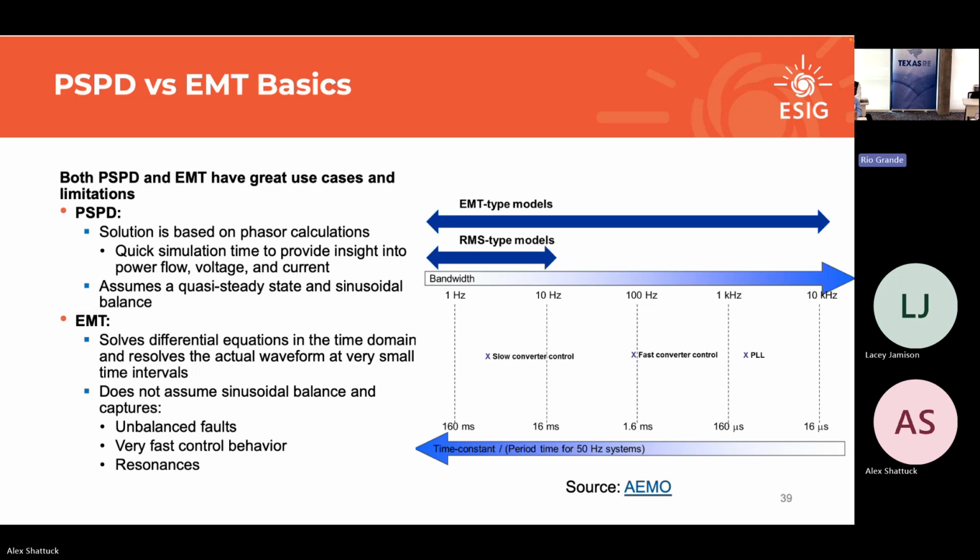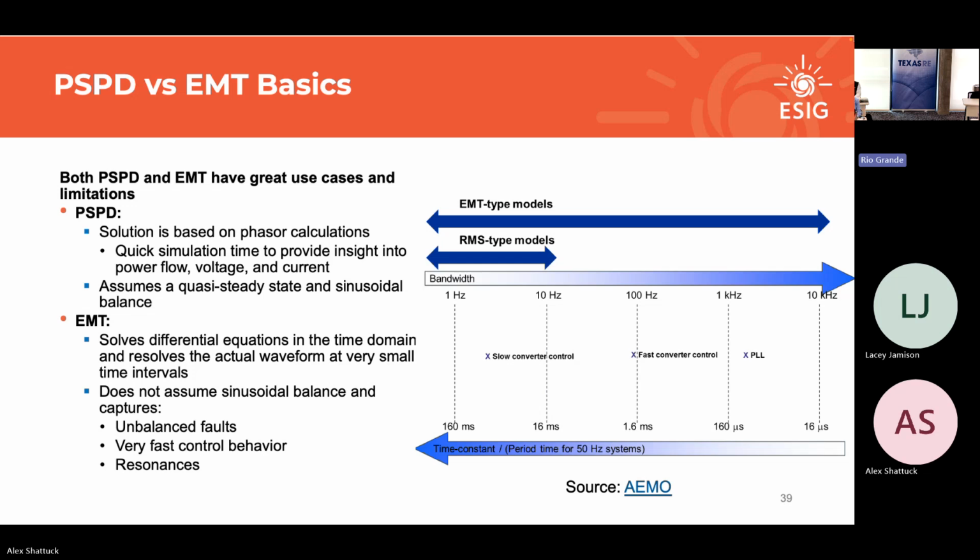but the big difference between PSPD and EMT is that for the PSPD, you're basing it on phasor calculations. So it's like a simplification over a cycle, simplified average time calculations, but that gives you a very quick simulation time, and it gives you pretty good insight into things like power flow, voltages, and currents, right? Which are the main quantities we all kind of work with, but it assumes a quasi-steady state and sinusoidal balance, right? Which means you're missing things like unbalanced faults, really fast controller behavior, resonances, and things like that.